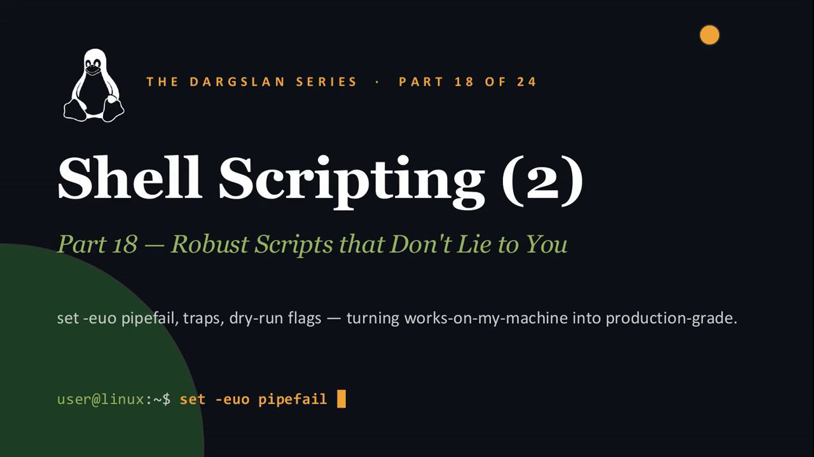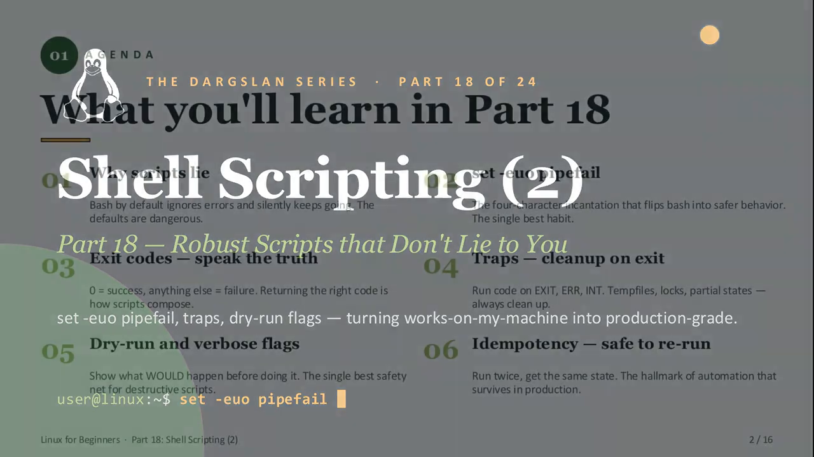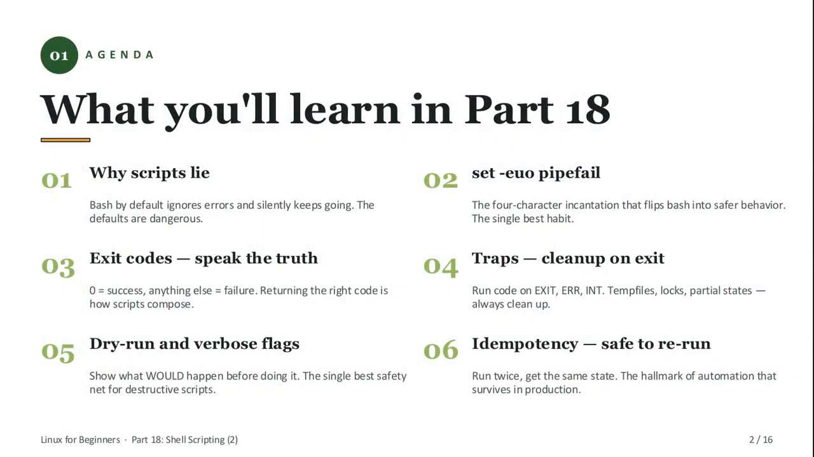set -euo pipefail. Here's the roadmap. We'll start with why bash scripts lie to you by default, then meet the one-line fix: set -euo pipefail. That flips the language into something safer. From there, we'll talk about exit codes as the truth your scripts owe their callers, traps for guaranteed cleanup, dry run flags so you can look before you leap, and finally, idempotency. The quiet superpower that lets you rerun a script without holding your breath.